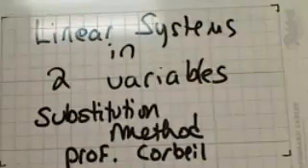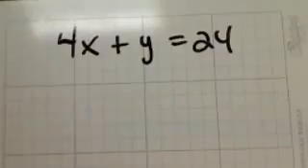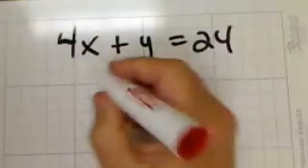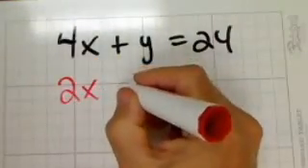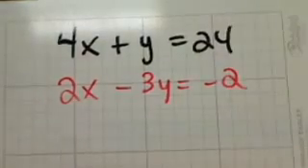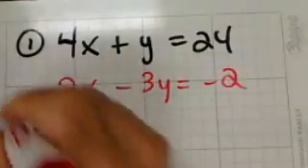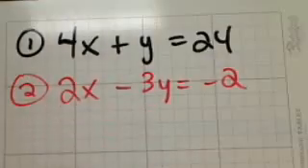Okay, so we're going to start with 4x plus y equals 24 and 2x minus 3y equals negative 2. We're going to go ahead and name these equations so we don't get lost. We'll call this equation number 1 and this one equation number 2 in red.